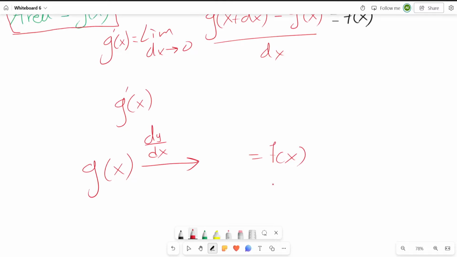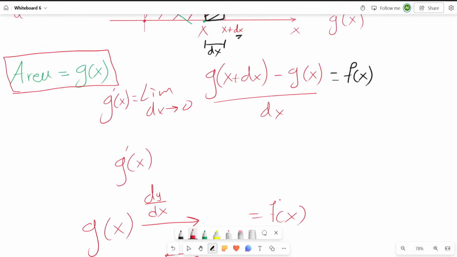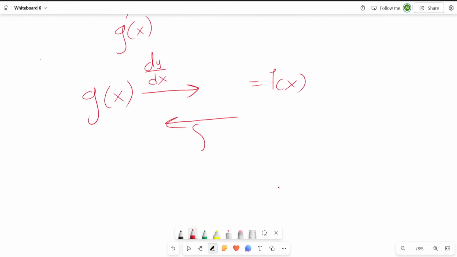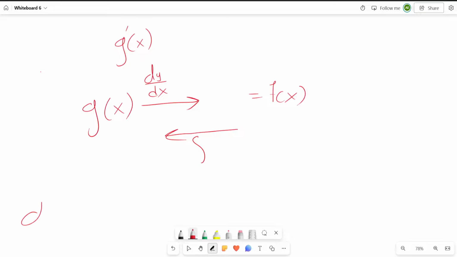And I know from the previous video that integrating the original function will give me the area function, right? So integrating f of x will give me g of x, and differentiating g of x will give me f of x. So this is how we say that differentiation and integration are opposite relationships. If you do one, it cancels the other, okay? So this is the basic idea of why differentiation and integration are opposite relationships.